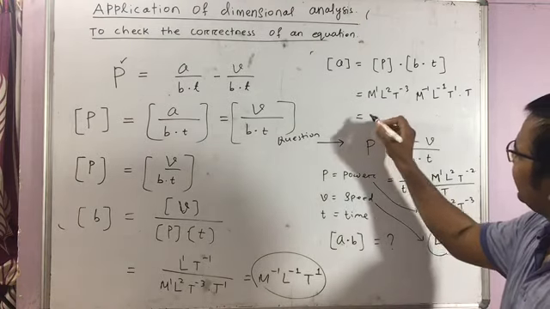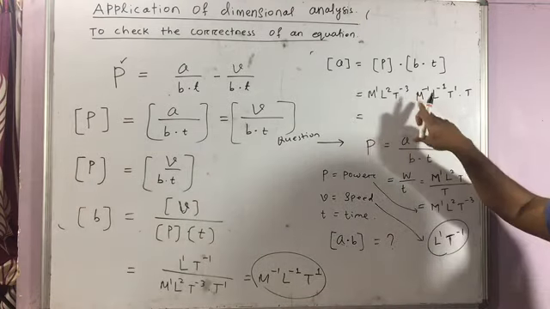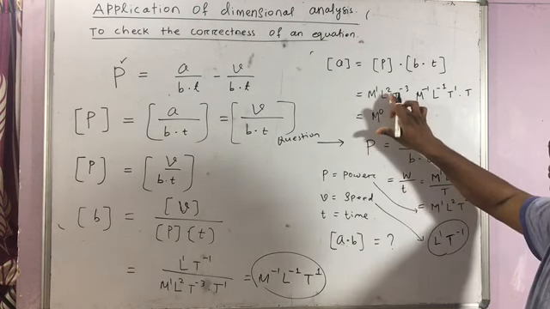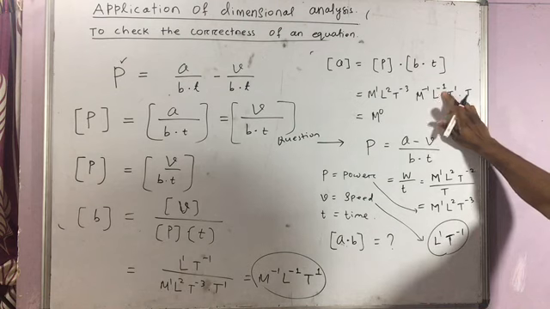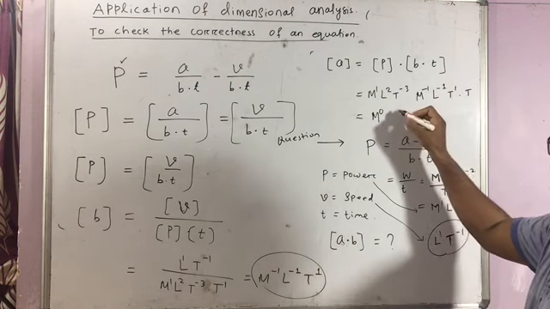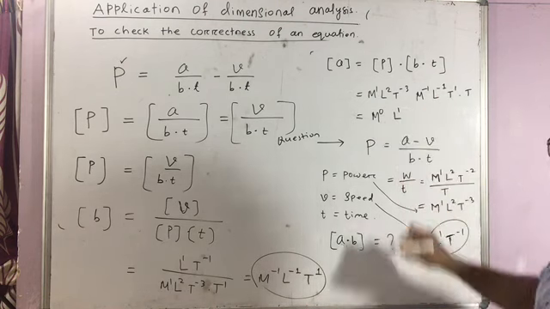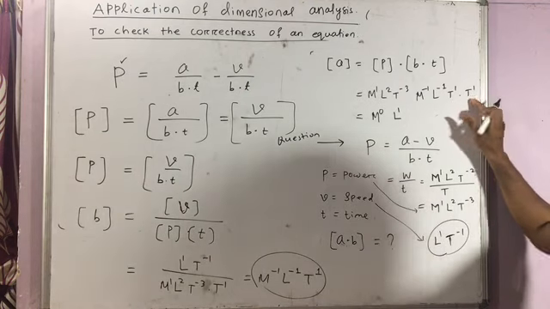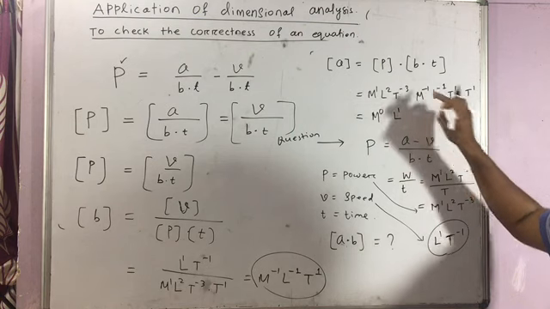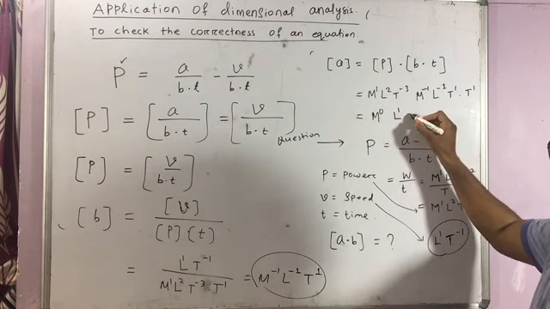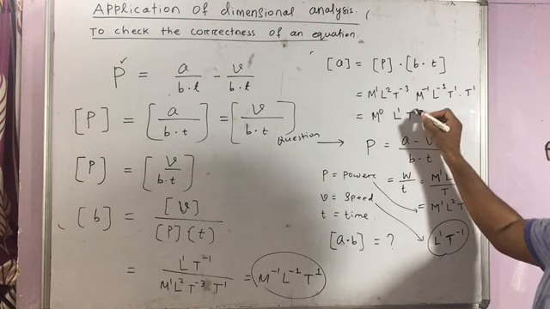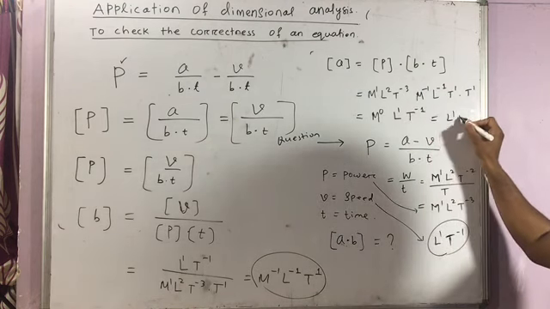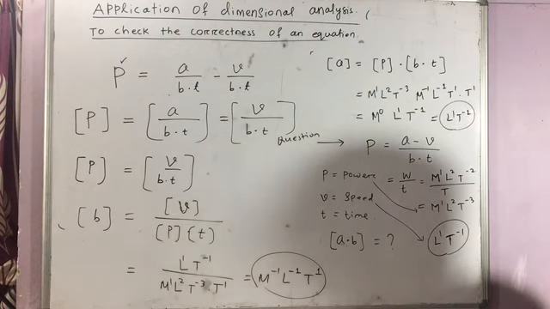Now I can simplify. Here you see M1 and M minus 1 got cancelled, means M to the power 0. Here L to the power 2 and here L to the power minus 1, so it would be L to the power 1. Now here T to the power 1, T to the power 1 means T to the power 2, and T to the power minus 3 means T to the power minus 1. So the dimension of A is L1 T to the power minus 1.